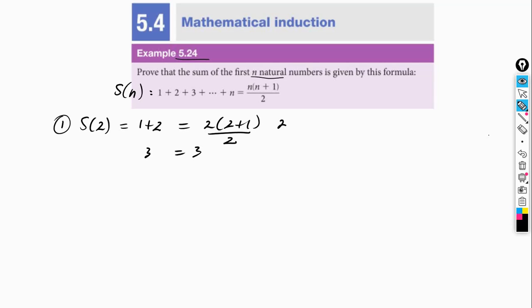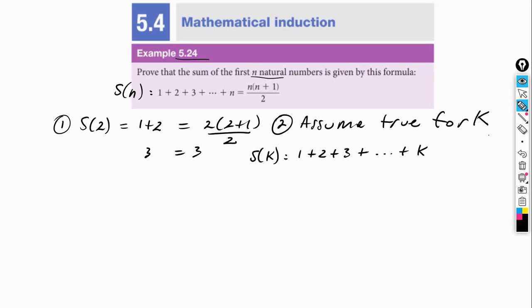The second step is assume that it's true for k. So that would simply be substituting n with k. Then the third step, which is the inductive step, is to prove for k plus 1.